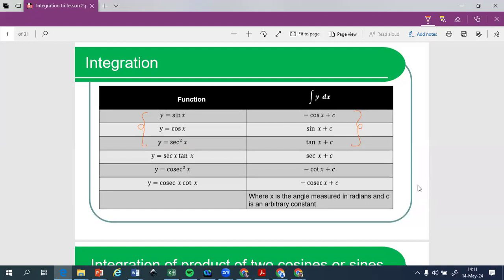But in case you reach the paper at times and you are not sure, then ask for the booklet, the logbook, and look out for those formulas, because they're always given to you.